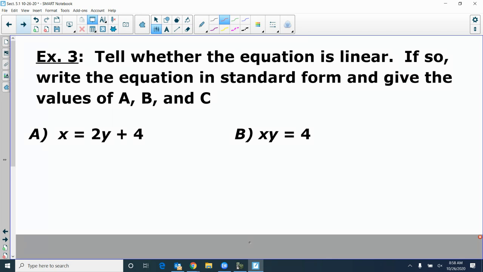It is linear. This is for everybody. How can we make this standard form? We got to rearrange it. So, Grant, any ideas? Subtract 2y from each side. You can subtract the 2y. We need to get the 2y to the other side. So do this. Minus 2y. Now, when you rewrite it, you'll just say x minus 2y equals 4. So this is linear.